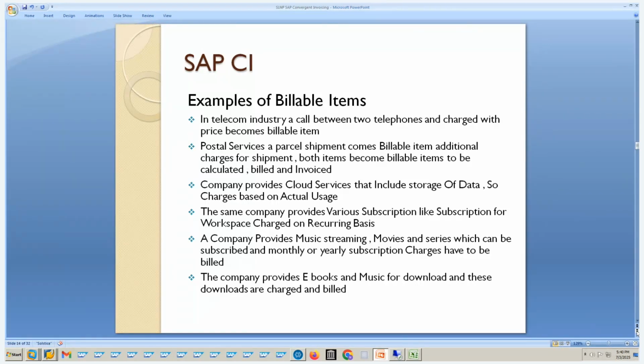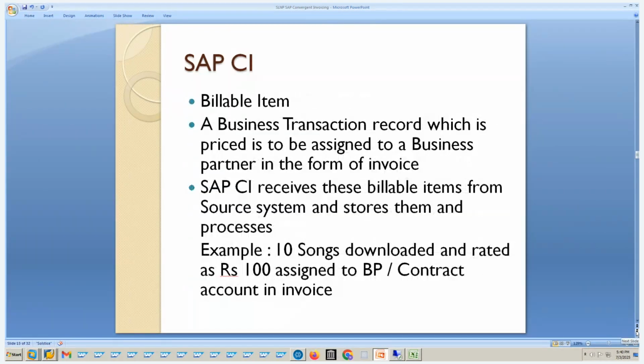Okay, the company provides ebooks and music for download. Here again we are talking about the consumption. Okay, so looking at this, you can say the business model is hybrid in nature. It is not purely product, neither consumption, but a mix of them, and it could also include subscription charges.